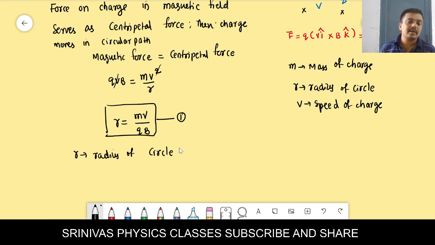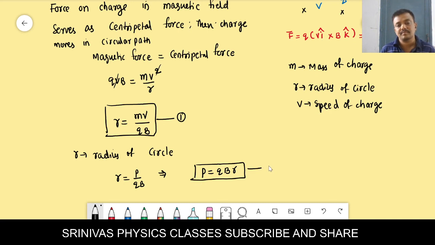Next, I want the momentum from this. We got the radius here. From that, if you want to find the momentum of charge, we can find it very easily from the above equation. The radius we can also write as p by qB, because mass into velocity gives momentum. From this you can find the momentum of charge as qBr. This p is the momentum of charge.